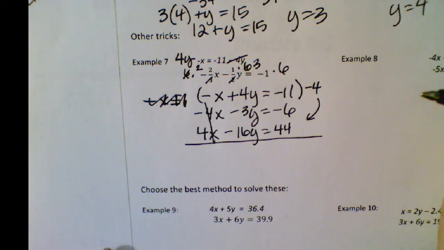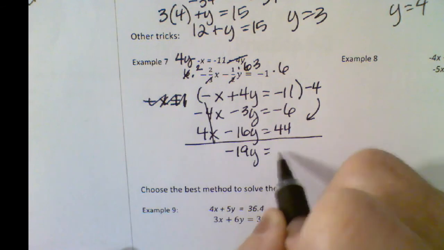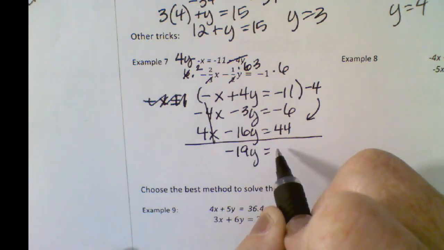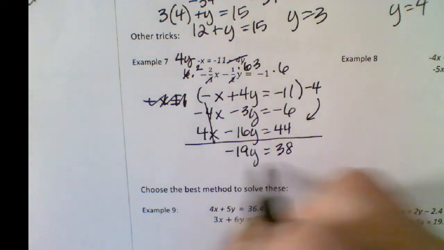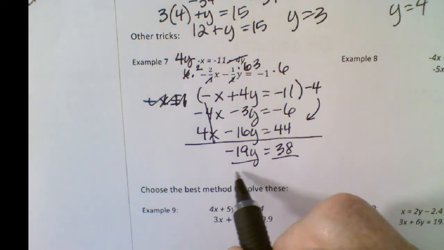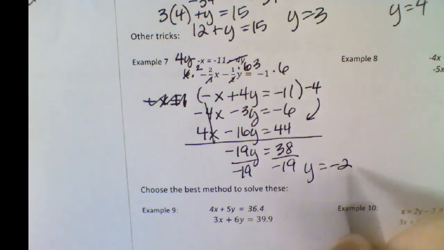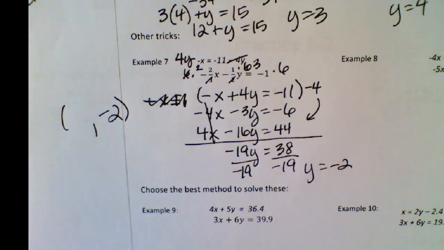What's negative 3 minus 16? Negative 19y. And what's 44 minus 6? Did you say 38, Ray? I thought you said 38. Very nice. That's okay. And then what do you divide both sides by? And then our y would equal negative 2. Let's put our coordinate point out there. And then what? Well, not yet.